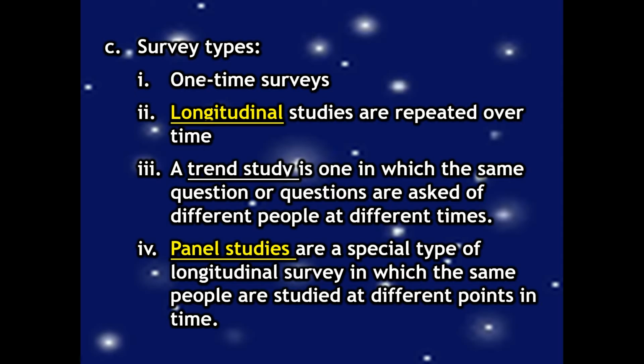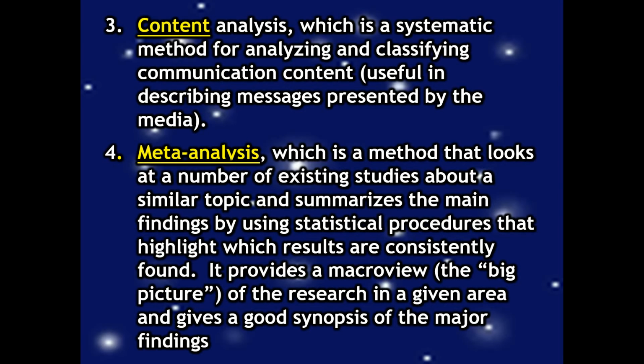And panel studies, they're a special type of longitudinal study in which the same people are studied at different points in time. So it's revisiting the same subjects and asking them the same questions, but studying how those particular people change over a certain period. Third type of scientific method is content analysis. This is a systematic method for analyzing and classifying communication content. This is useful in describing messages presented by the media. So it's the idea of taking a look at what is being done in the broadcast world.